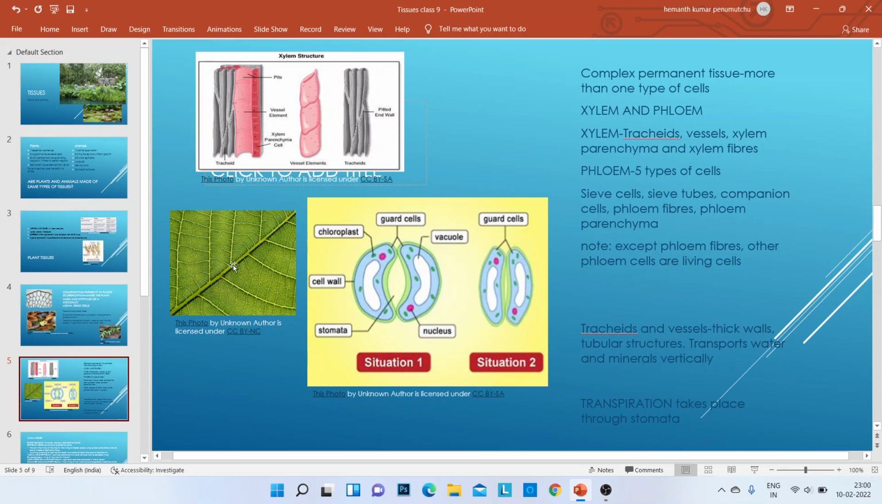And you can see this is the leaf, and these are veins of the leaf, and in these veins there are still further groove-like structures present. These are nothing but xylem and phloem only. We can move to the next slide.